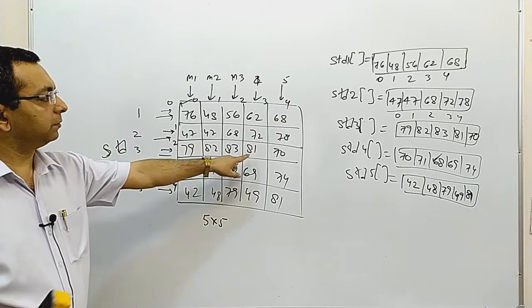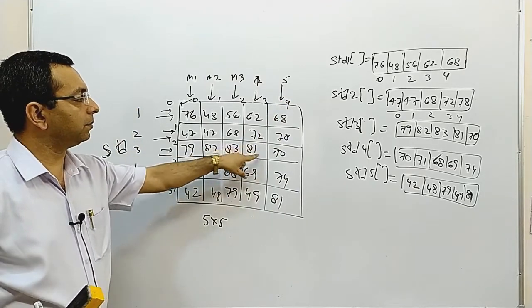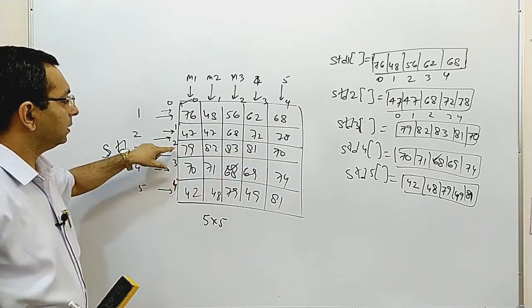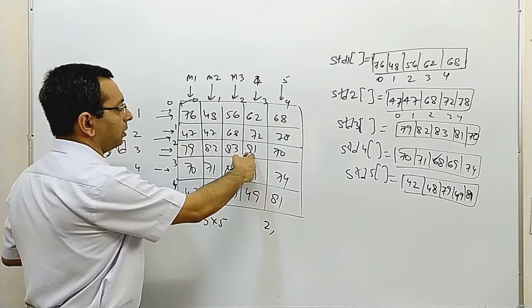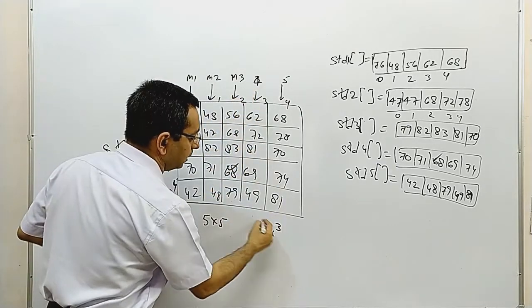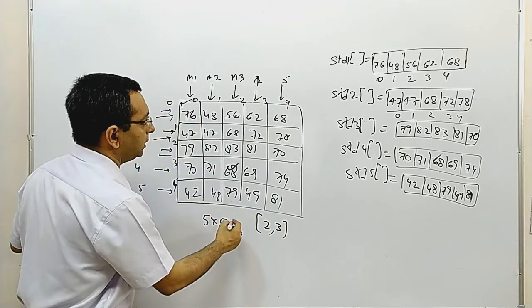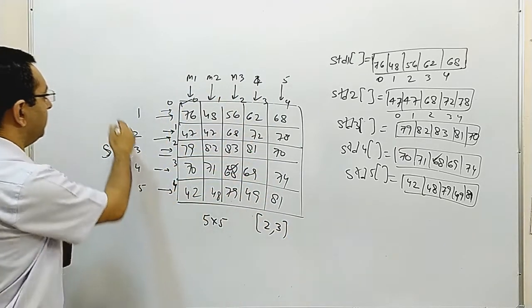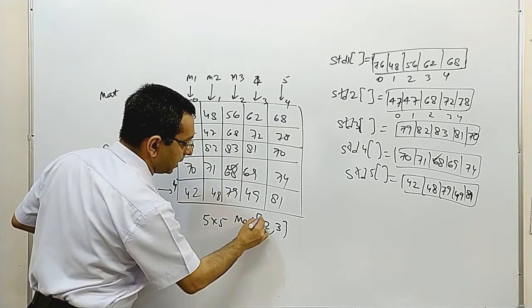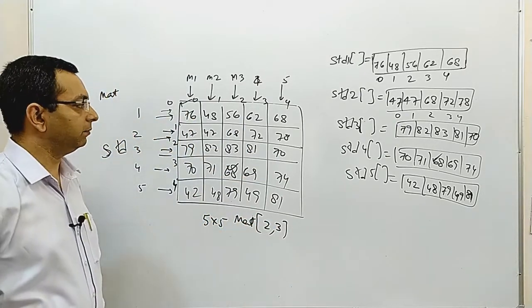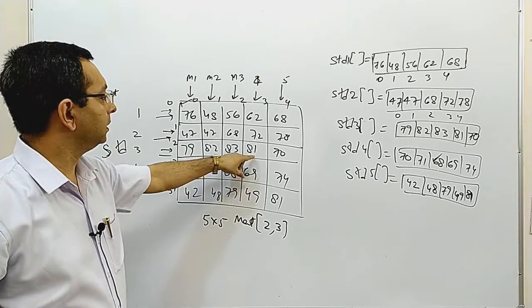Suppose we have to find the index number of this element. What is the row number? The row number is 2. And what is the column number? The column number is 3. Suppose the matrix name is mat. Then mat 2 3 will point to this element.